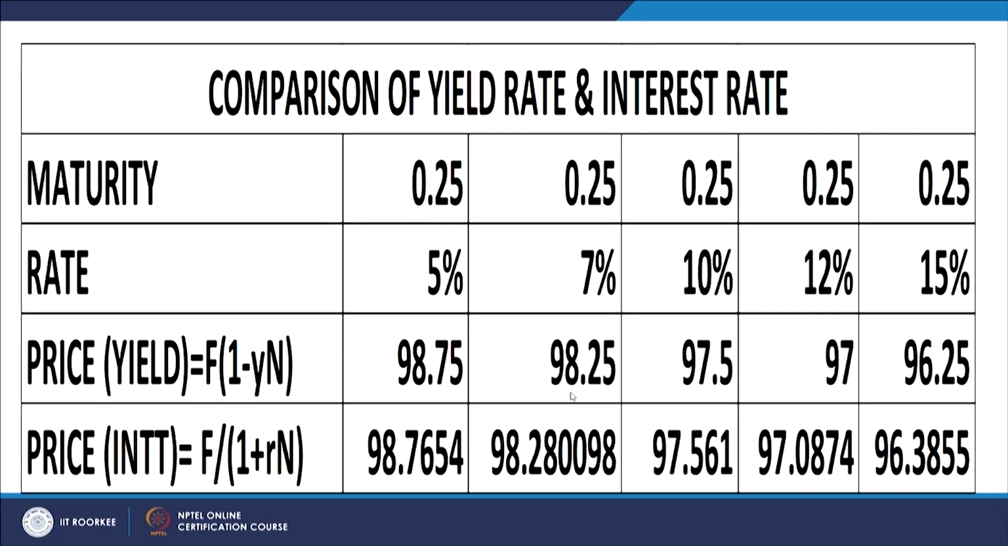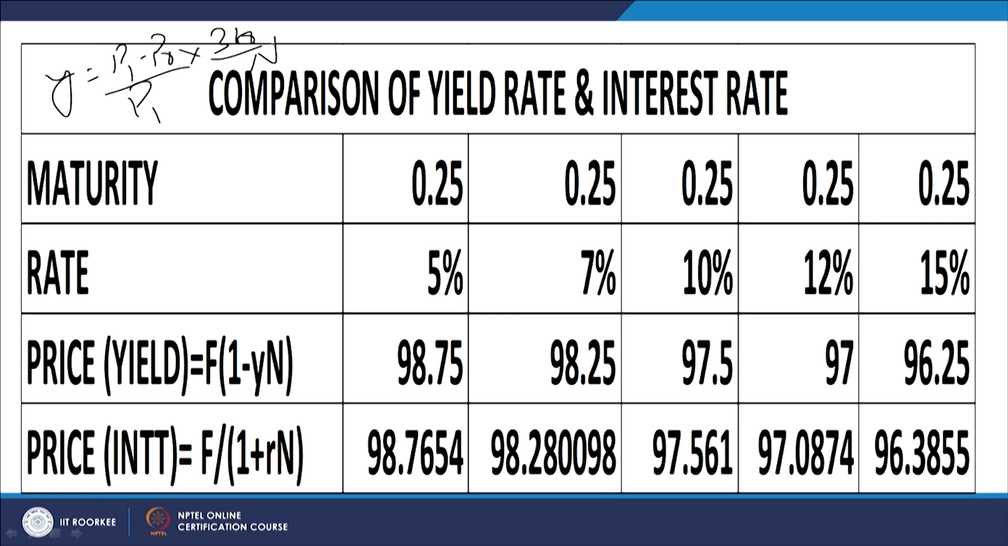Now, there is one very interesting point. As I mentioned earlier, we use the discount yield for most of the work as far as treasury bills are concerned, and we define the discount yield as y is equal to P1 minus P0 divided by P1 into 360 upon N.